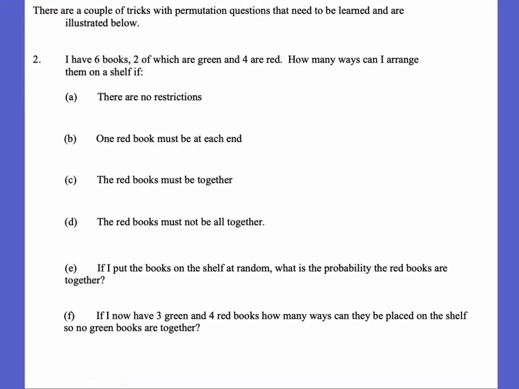Okay, in the next example, we have 6 books, 2 of which are green. So 2 green, 4 red. How many ways can I arrange them on a shelf if there are no restrictions? So there's 6 books, so that's 6 factorial, which equals 6 times 5 all the way down to 1, which equals 720.